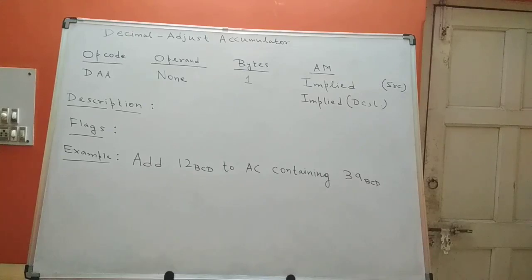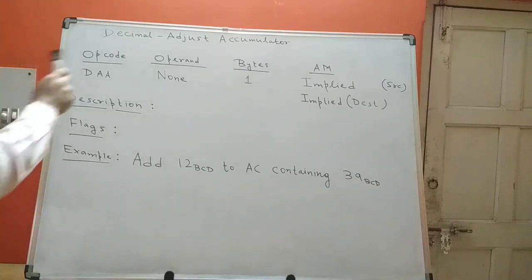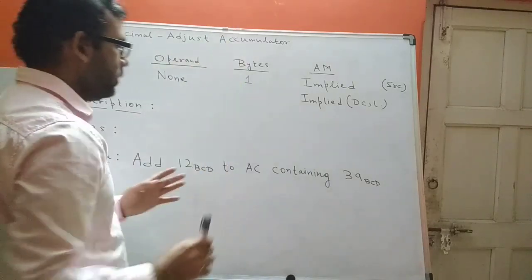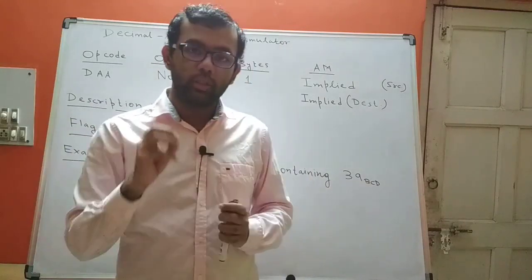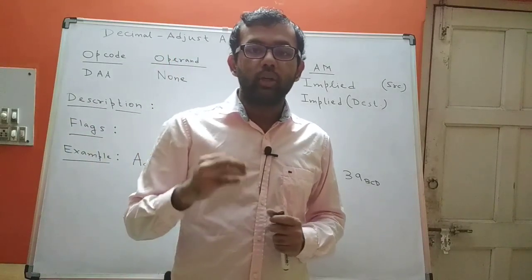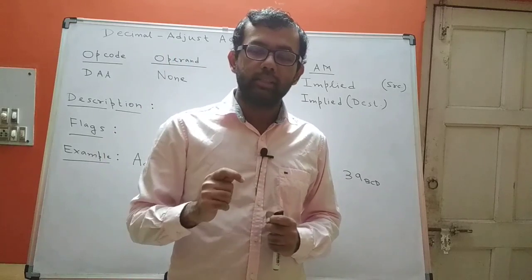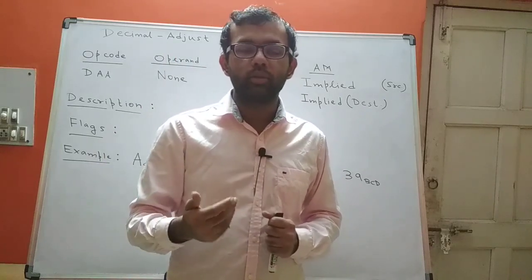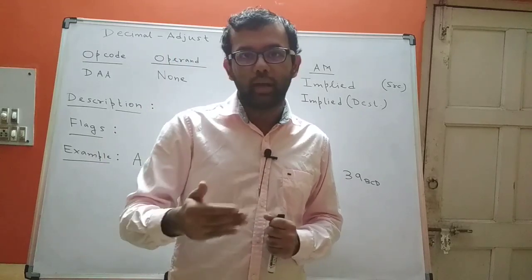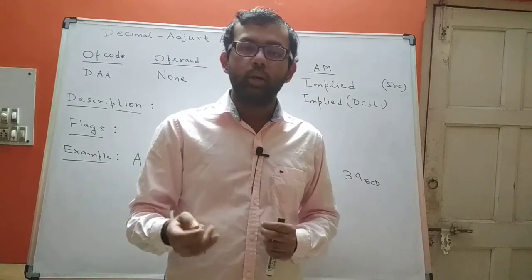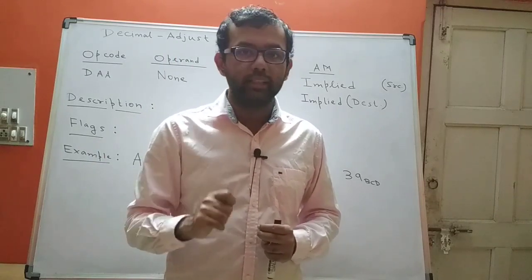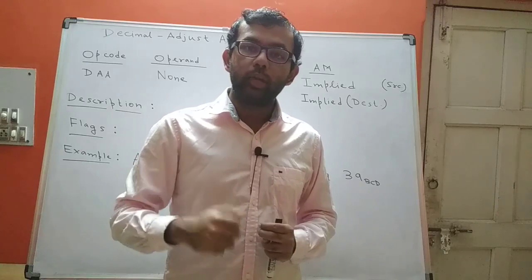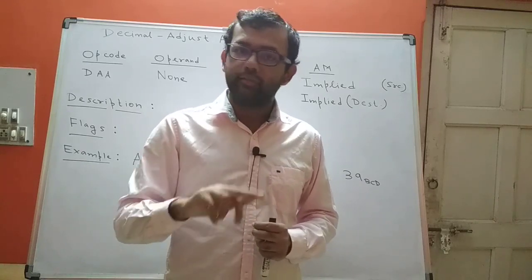Okay, the next instruction is decimal adjust accumulator. When will you use this instruction? You will use this instruction if you're dealing with BCD numbers. What are the valid BCD codes? The valid BCD codes are 0 to 9. So anything that exceeds 9 will be considered an invalid BCD number. And what would you do? You would add 6 to make it valid again.